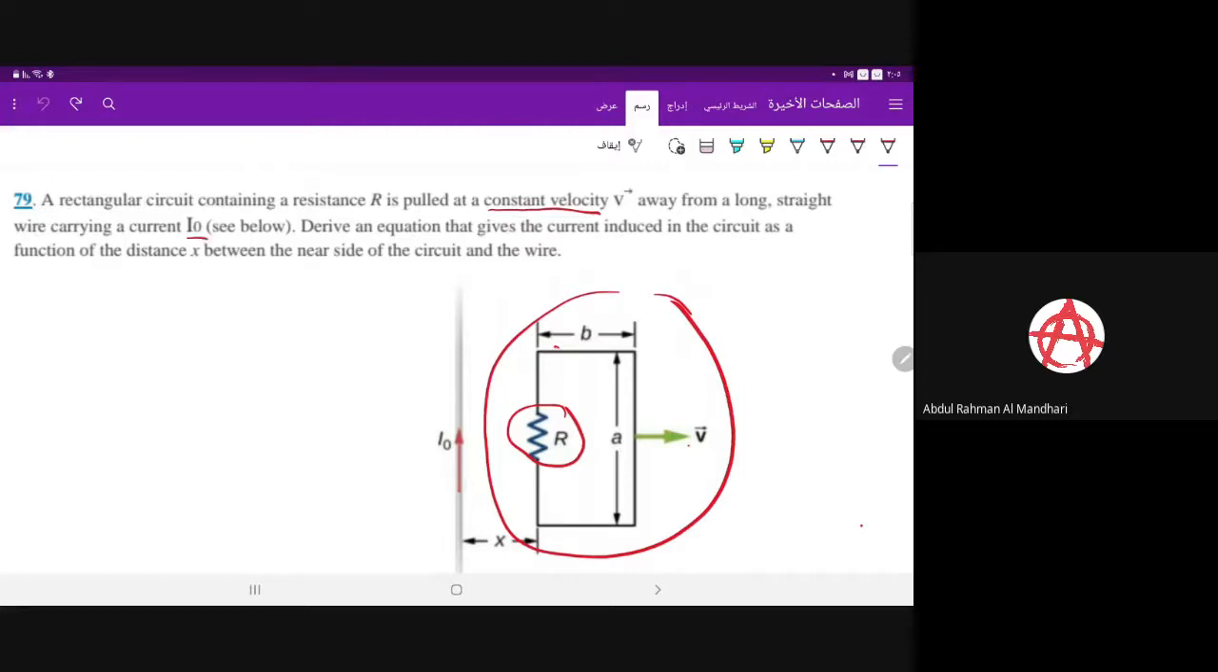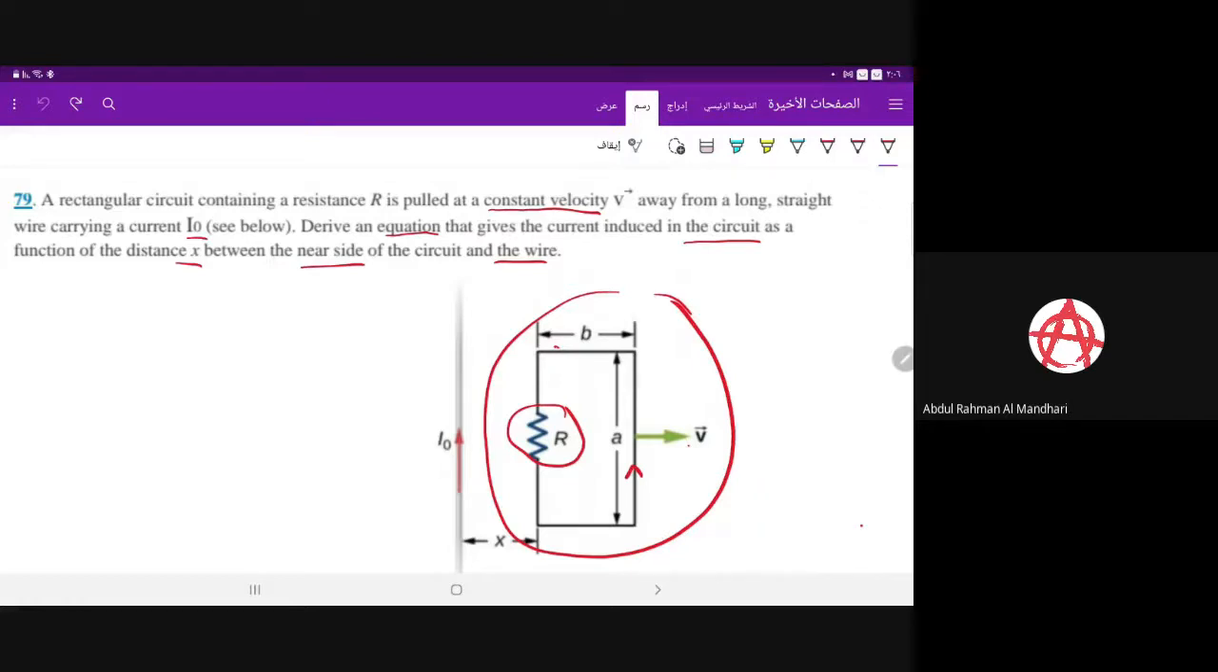So this is the wire that's carrying the current I naught. Derive an equation that gives the current induced in the circuit as a function of the distance x between the near side of the circuit and the wire. So they are looking for an expression or an equation that relates the induced current inside this rectangular circuit.